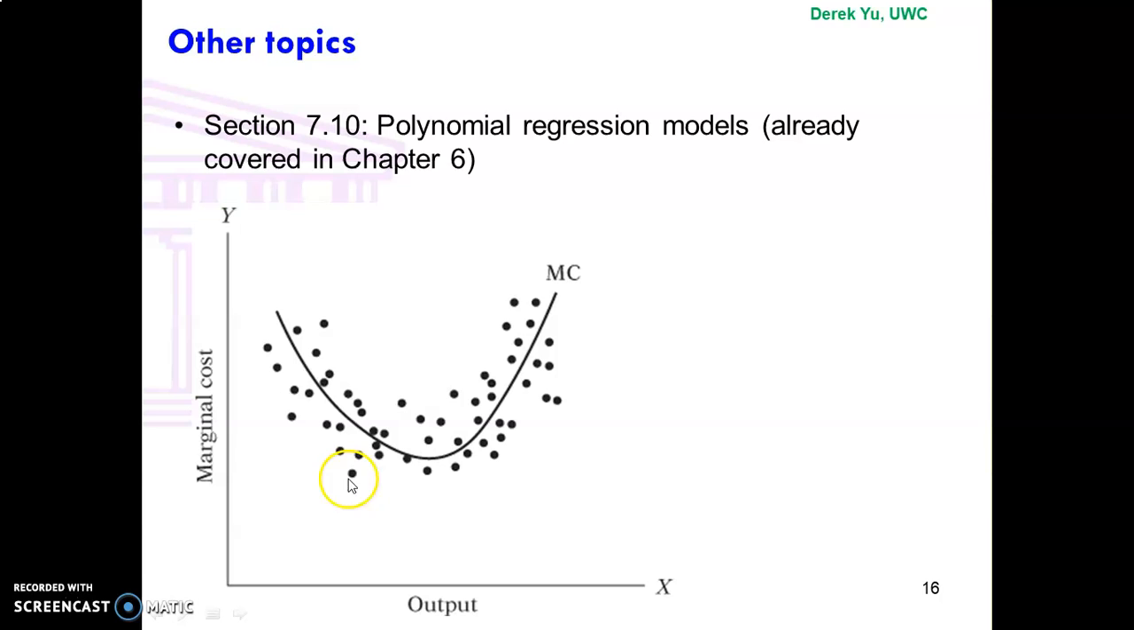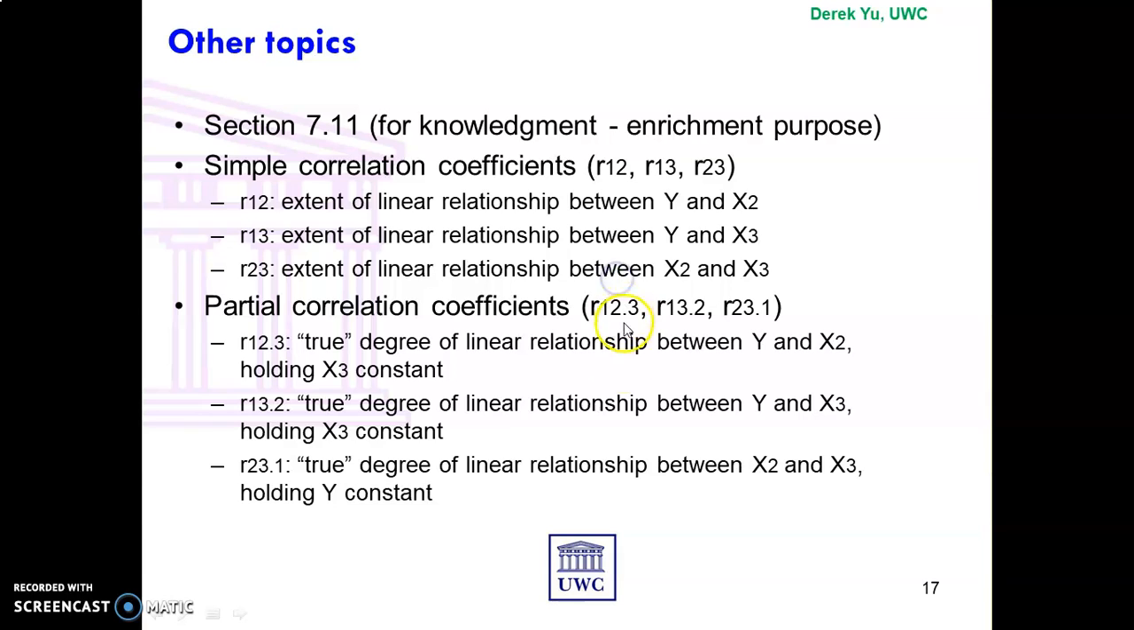This is an economic example. It means y as a function of x and x squared, or even x cubed, if there is more than one turning point in the graph. But it is actually already covered in chapter 6, so that is no longer the focus for ECO311. Just a reminder, you can at least go through session 7.10. And then session 7.11 is just for knowledge enrichment purposes. So that's it for this chapter.